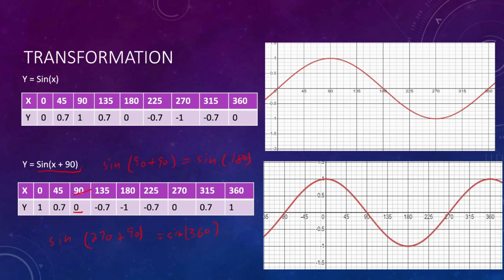Hence my graph will be completed at 270. As you can see over here, at 270 my graph is being completed. This is basically what it means. Now let's move on.